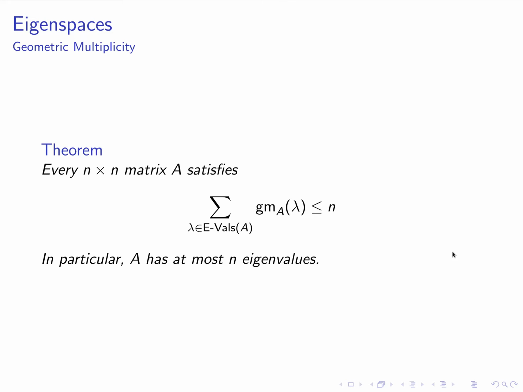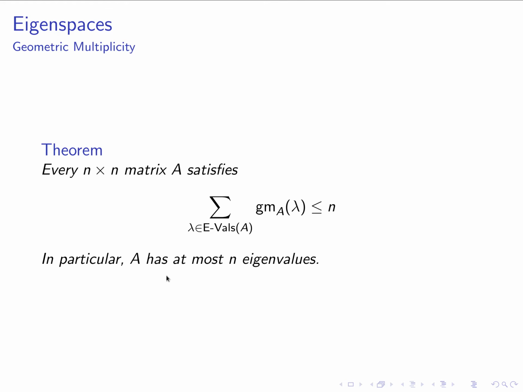So what sorts of things can we say about geometric multiplicities? Our first non-trivial, yet incredibly important fact about geometric multiplicities is the following. Let's say that we manage to find all of the eigenvalues of a matrix. It turns out that if we sum all of the geometric multiplicities of all of the eigenvalues, we will never get a number larger than the size of the matrix. So if A is an n by n matrix, and we sum up all of the geometric multiplicities of the eigenvalues, we never get a number larger than n.